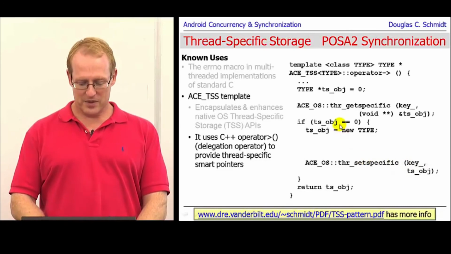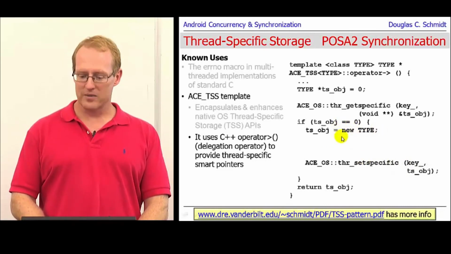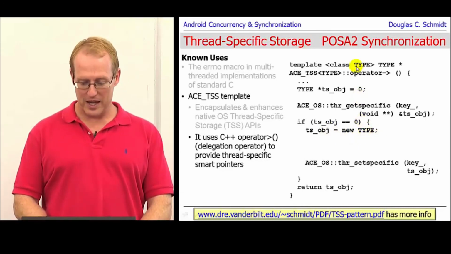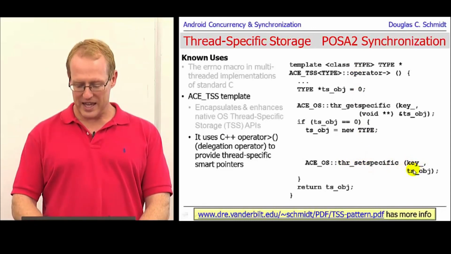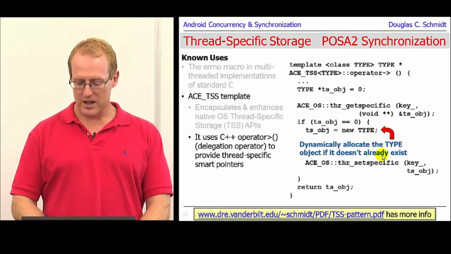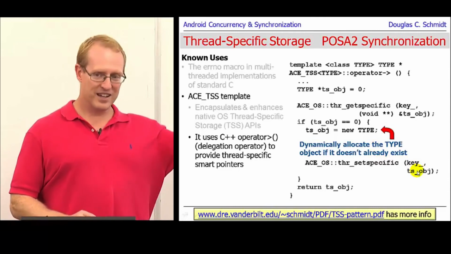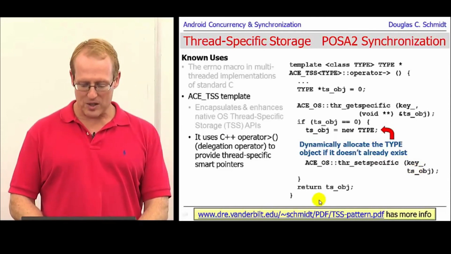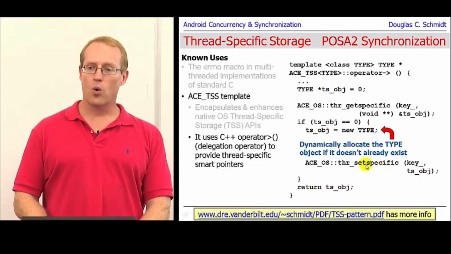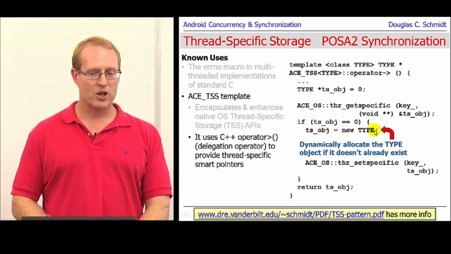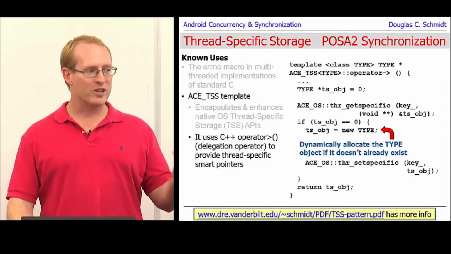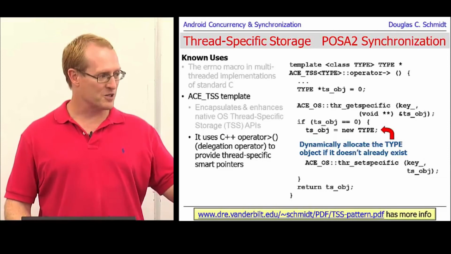And if the answer is no, then it goes ahead and it makes a new one. It creates a new thread-specific instance dynamically of type. And then it says, go ahead and set that thing into thread-specific storage. So it dynamically allocates the type if the object doesn't already exist, and it stores it in that thread in its thread-specific object set. And when it's all done, it returns the pointer to the allocated object. So either you allocated it this time, or this is a subsequent time through this particular code, and so it just returns a reference or a pointer to it at that point. So what comes back from operator arrow is a pointer to an object that resides in thread-specific storage.